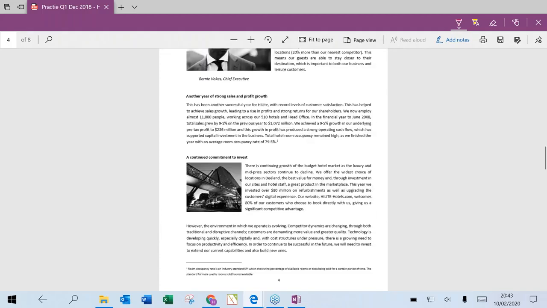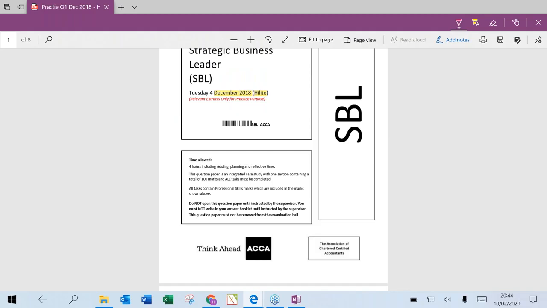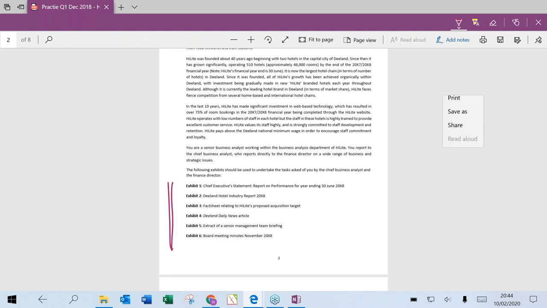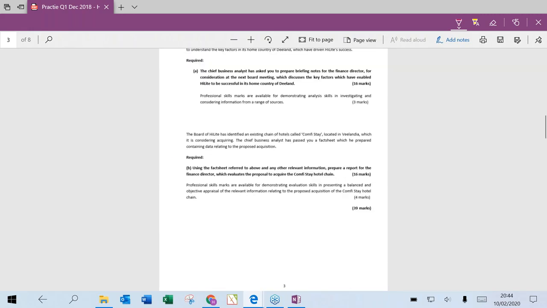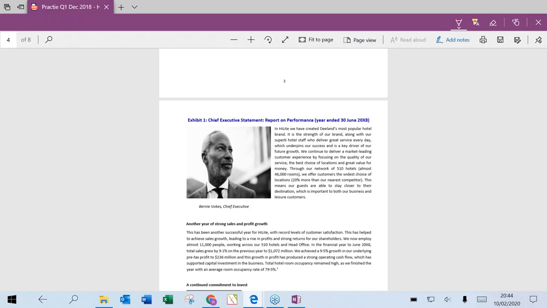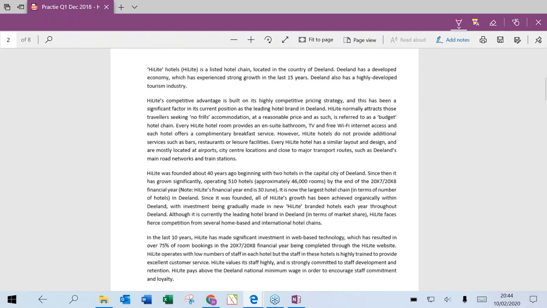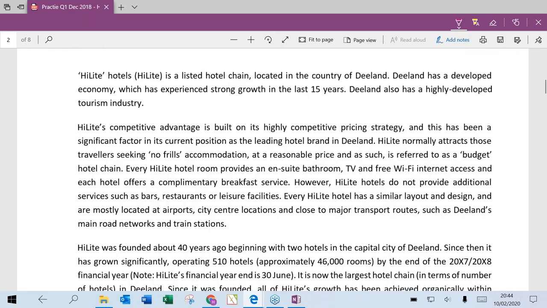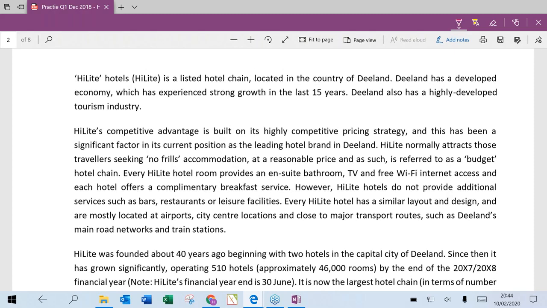I would just increase the view size. I just wanted to show you how the paper looks like. So there will be an introduction, followed by a list of exhibits, followed by the requirements, and then followed by each exhibit one by one. Okay, so let's increase it. Are you guys able to see the fonts and everything? I hope.